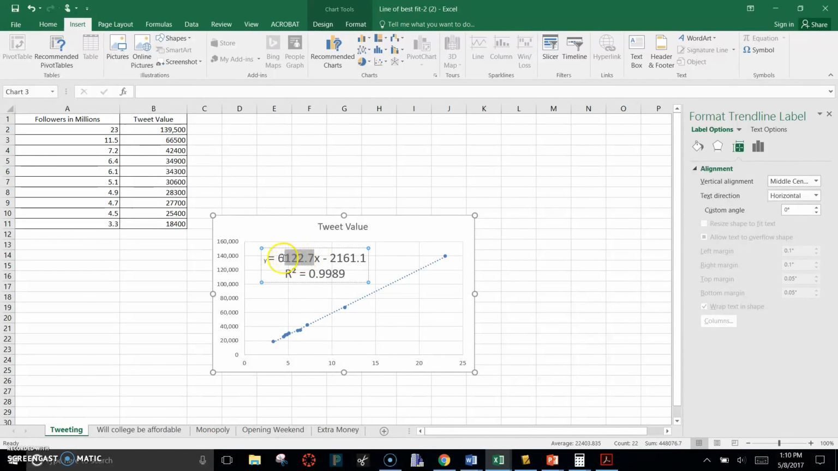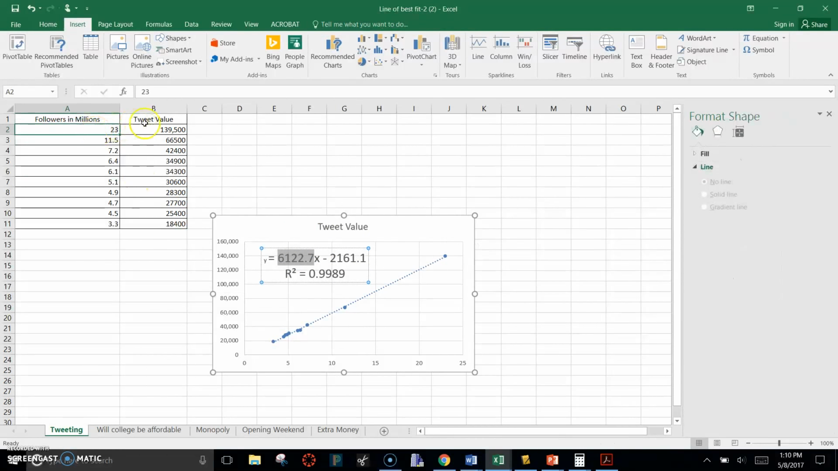This 6,000, you might go, where did this 6,000 come from? Well, that's your slope of the line. And your slope of the line should be the amount of money for every extra million you get. And that kind of makes sense. Remember how we said, for every extra 1 million followers, I should make around $6,000? Well, we should. We should make 6,122.